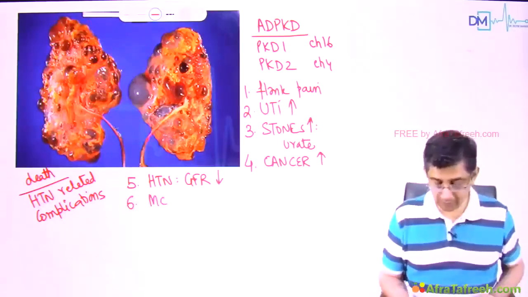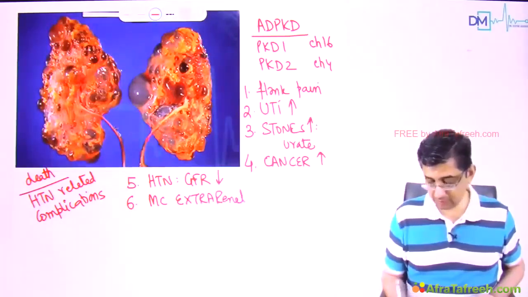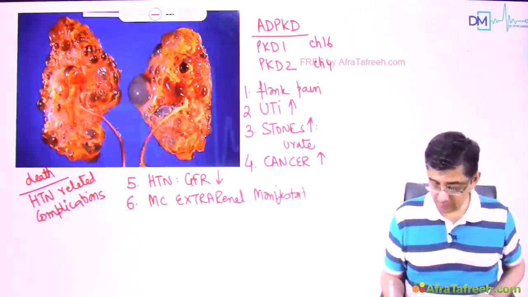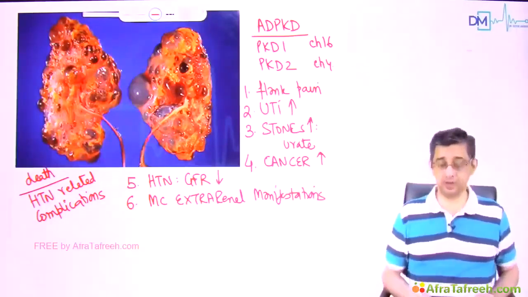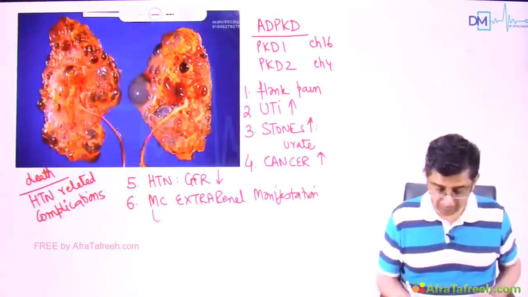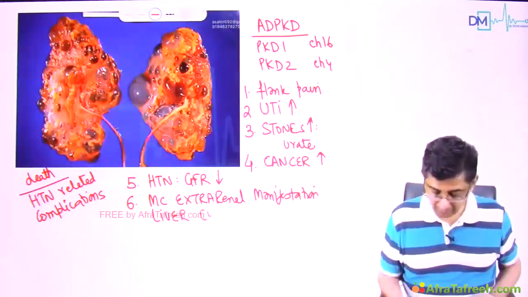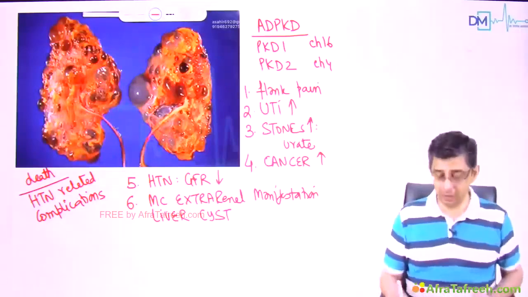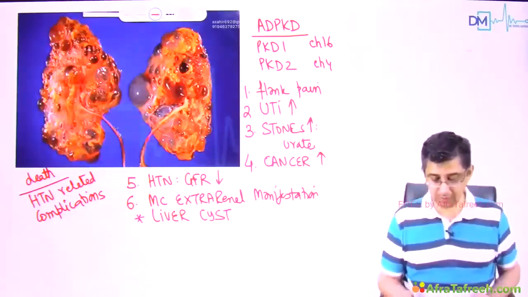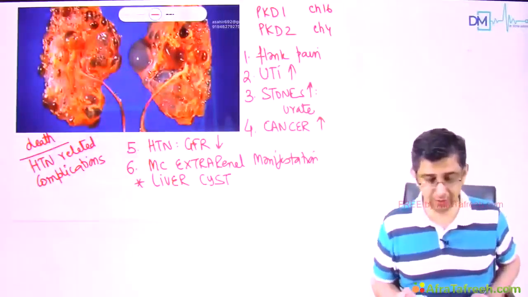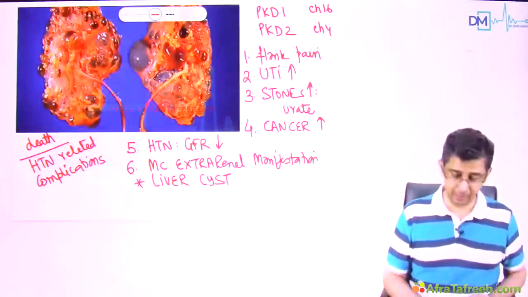The most common extrarenal manifestation that is encountered in these patients is presence of liver cyst. Apart from the liver cyst, guys, these patients can have a pancreatic cyst and even a splenic cyst also. The word to be remembered is, for autosomal recessive variety, the most common extrarenal manifestation happens to be congenital hepatic fibrosis. So you can understand that liver cyst versus liver fibrosis, they're very closely related terms. For dominant, it is liver cyst. For recessive, it is congenital hepatic fibrosis.